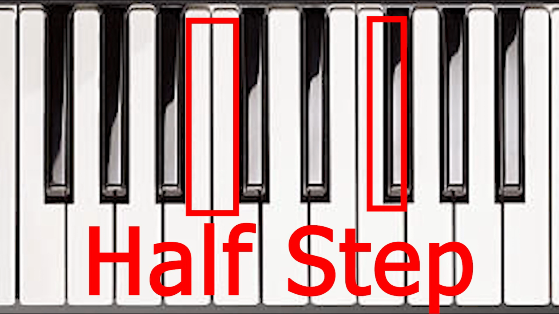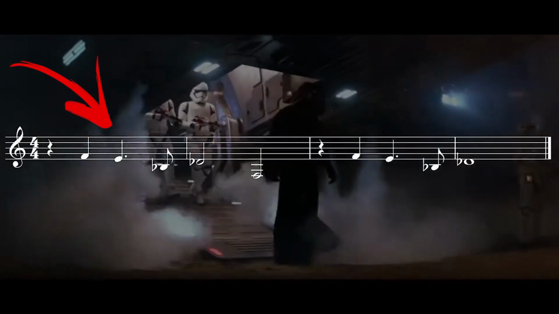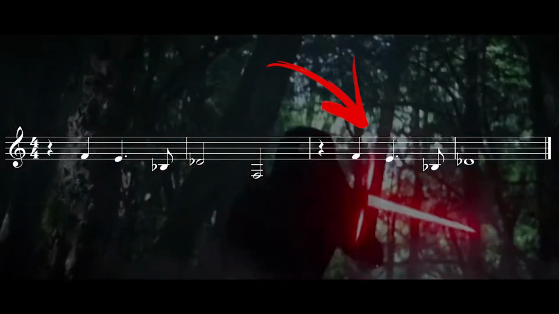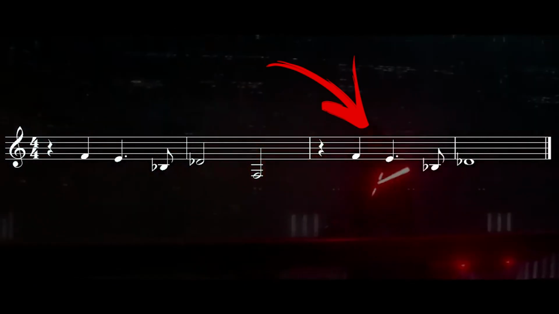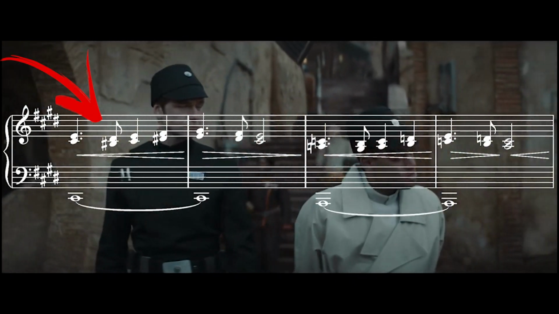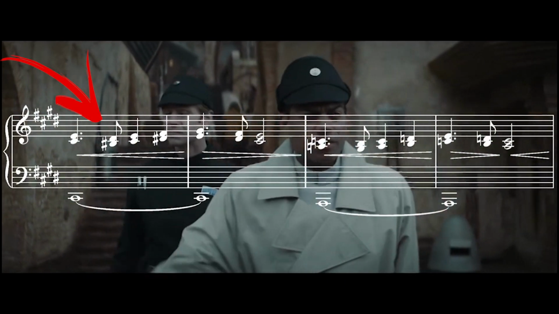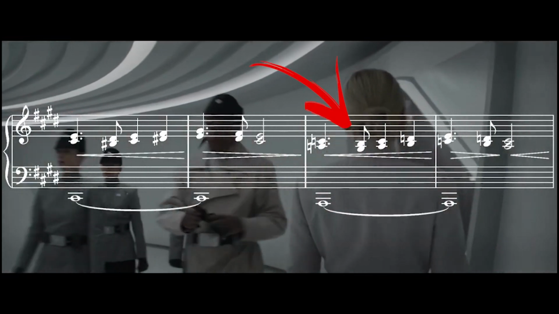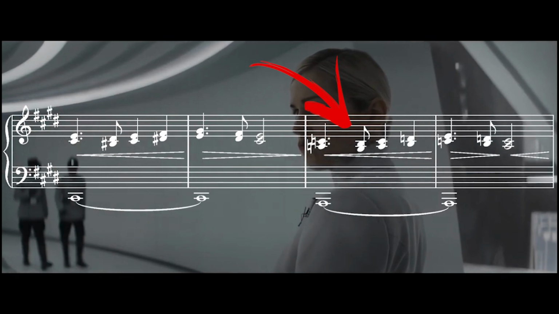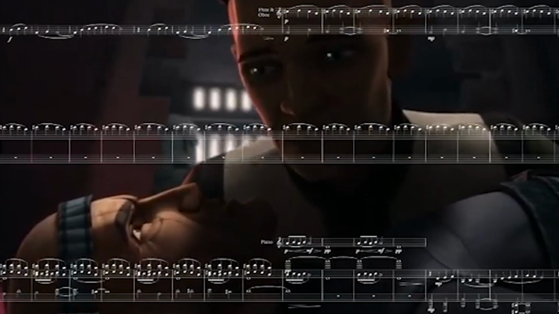The sound of the half step is often creepy and sinister, which is why we hear it prominently used for villain themes such as the first motion in Kylo Ren's theme, the Imperial theme from Andor, or prominently in Dr. Hemlock's theme from Bad Batch.